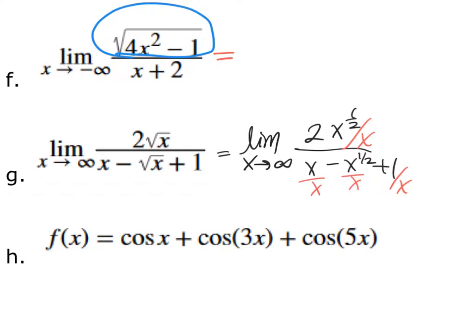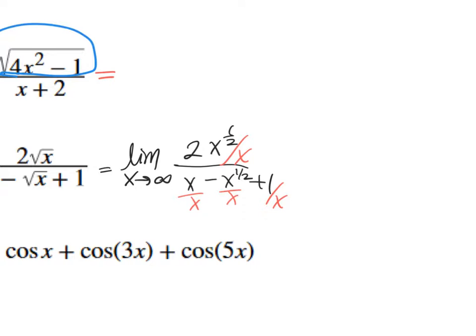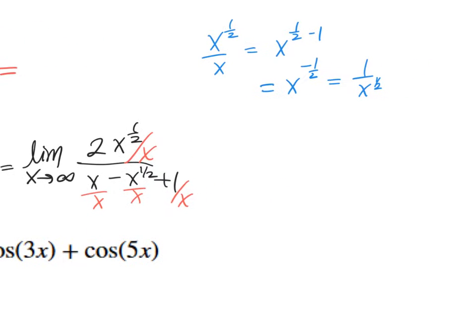What I'm doing is 1/2 minus 1, which gives me a negative 1/2. So let me say again what I'm doing here. When I have x to the 1/2 divided by x, this is x to the 1/2 minus 1, which is x to the negative 1/2, which is 1 over x to the 1/2. So basically what I have is 1 over the square root of x. How was that?